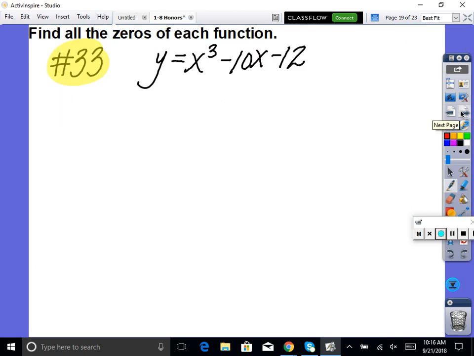Hey, if you guys are getting the picture here, we're good. Now look, people will treat this like a quadratic. They'll try to factor it. It is not quadratic. It doesn't work. So we have to do p over q in this one. Do you want to do it together, or are you guys good?